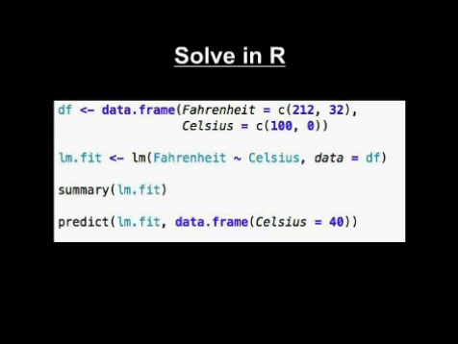First, we tell the function what data we're using. So we're going to use the data frame we just created called df, and then we're going to regress Celsius onto Fahrenheit. That tilde there is just the syntax that we use to describe what the inputs and outputs are for our regression. Then we've created a new object called lm.fit, which contains the results of that regression. And in later slides, you're going to see what that looks like.